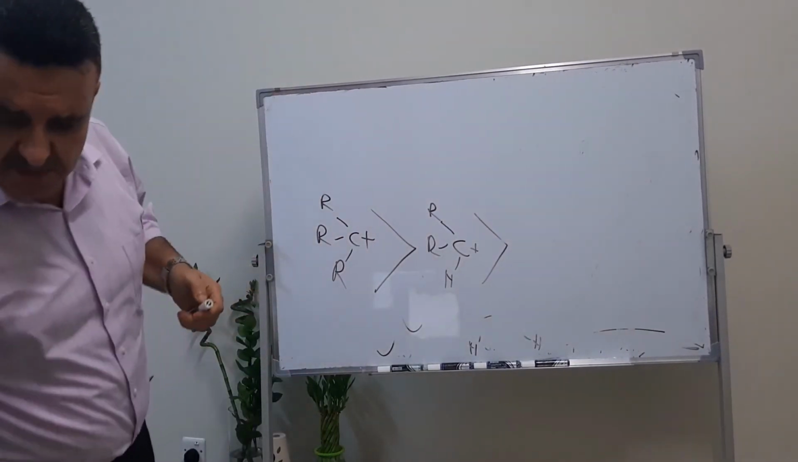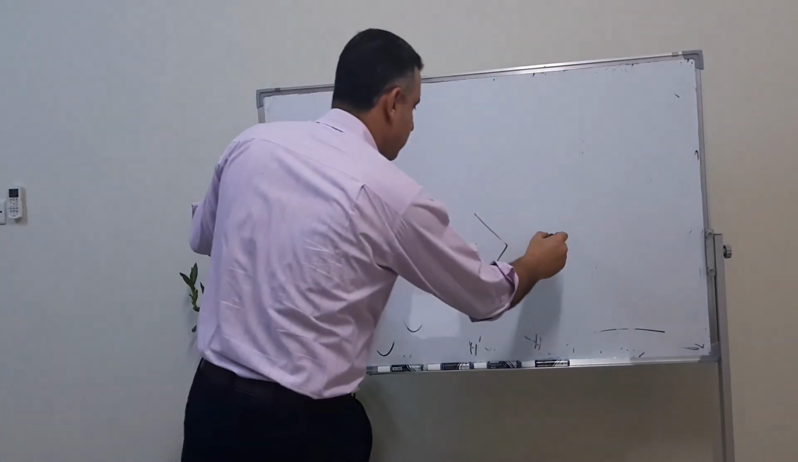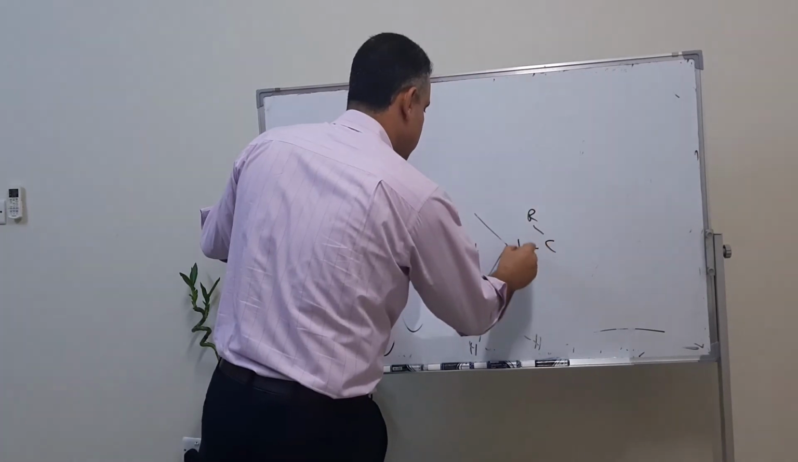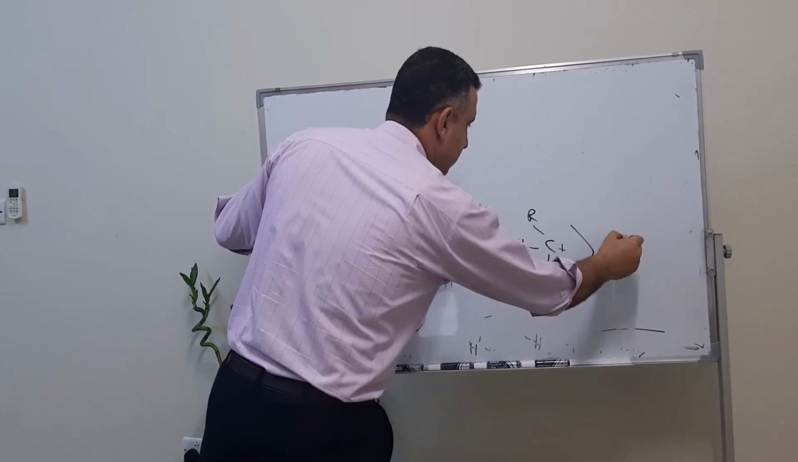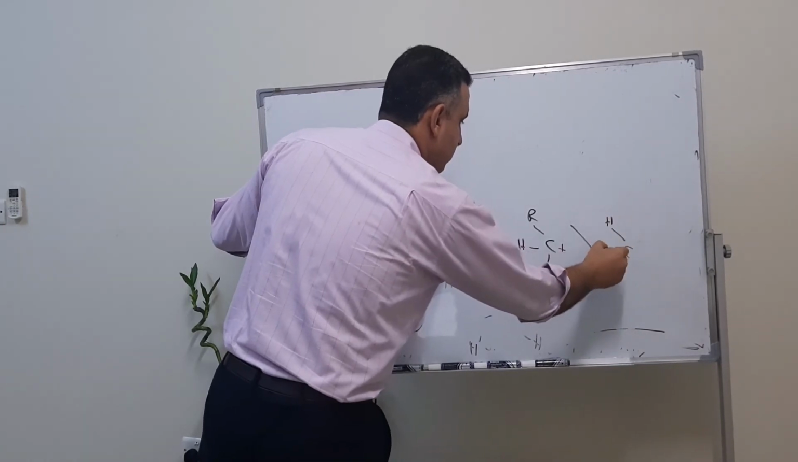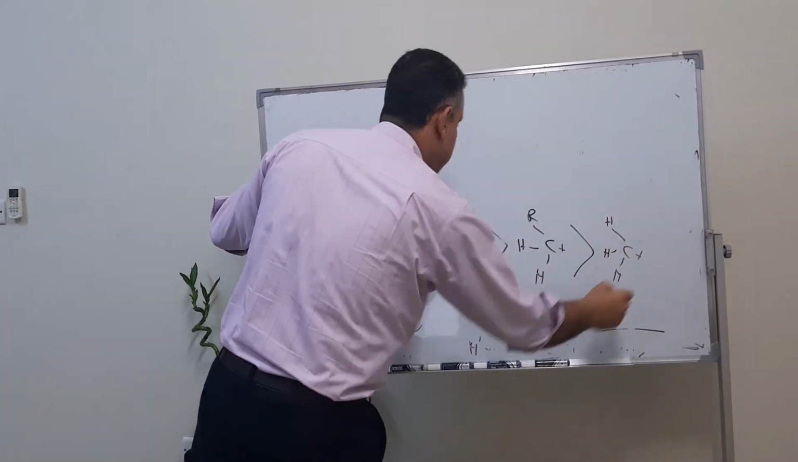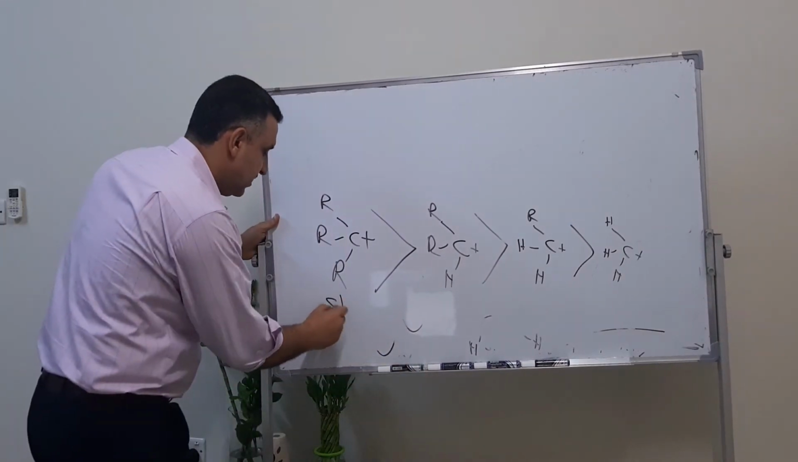I'm just going to leave what we have discussed so far here. So carbon R, hydrogen, hydrogen plus is more stable than carbon, hydrogen, hydrogen, hydrogen plus. This is always stability.